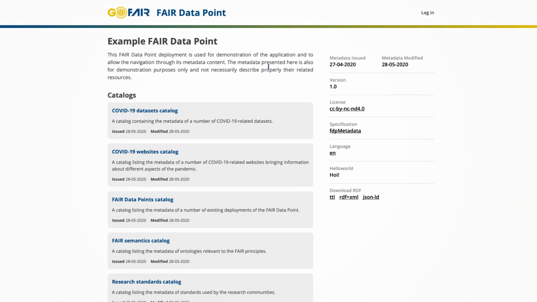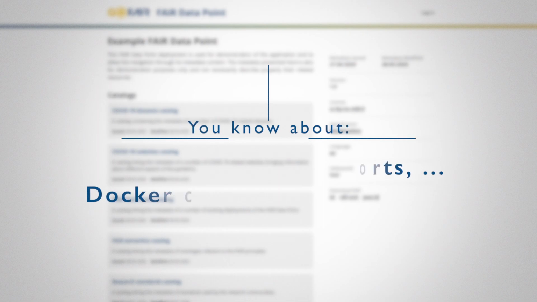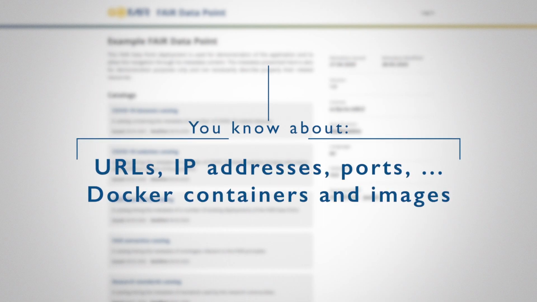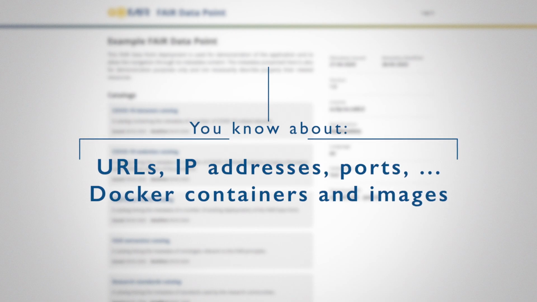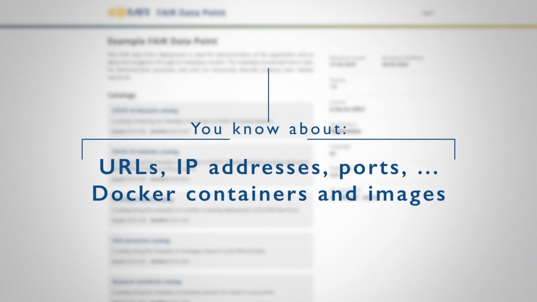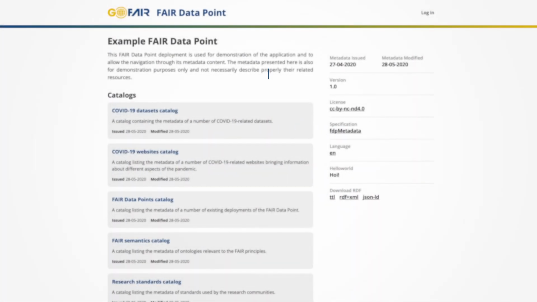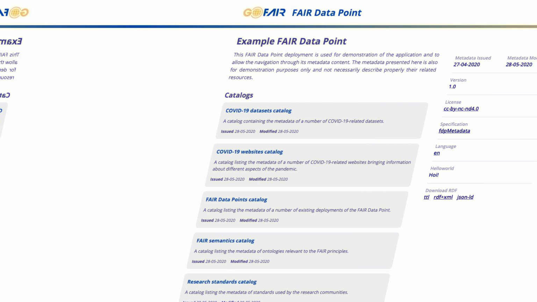For the purposes of this video, we assume that you have some knowledge about basic internet concepts like URLs, IP addresses, ports, etc. For the deployment, we will use Docker, so a basic knowledge about Docker containers and images is needed. We are not going into details of these technologies, so if you don't know much about them, there are many online resources that you can look at to get more familiar. I included some links in the description below to get you started.